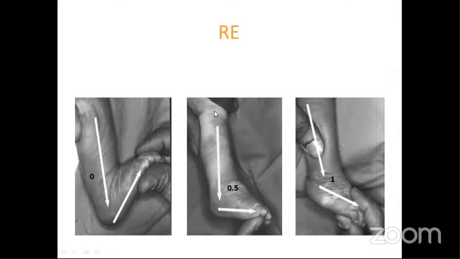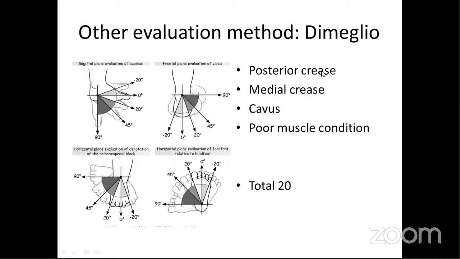Rigid equinus is usually palpated with the knee in extension and ideally should be seen from the lateral side. So with the knee in extension, if you are able to extend or dorsiflex beyond 90, beyond neutral, it becomes zero. If you are unable to do it, it becomes one. So this is in short the Pirani's method.